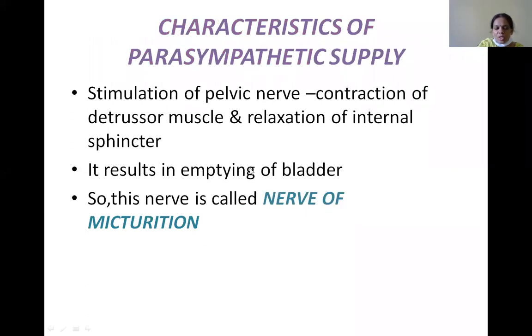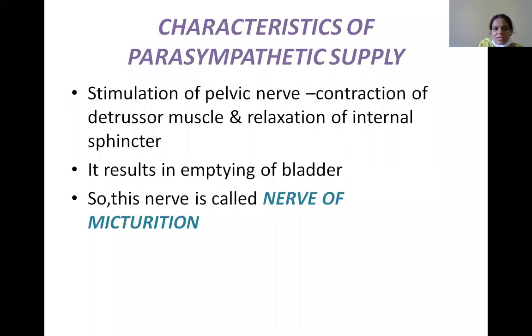Important point to be noted. These are the important points. Sympathetic is the nerve of filling, and parasympathetic is the nerve of micturition, as it causes contraction of the detrusor muscle and relaxation of the internal sphincter. This parasympathetic supply is by means of the pelvic nerve, which causes contraction of the detrusor muscle. That is how urination or micturition occurs. Naturally, the internal sphincter has to relax; then only can micturition occur.